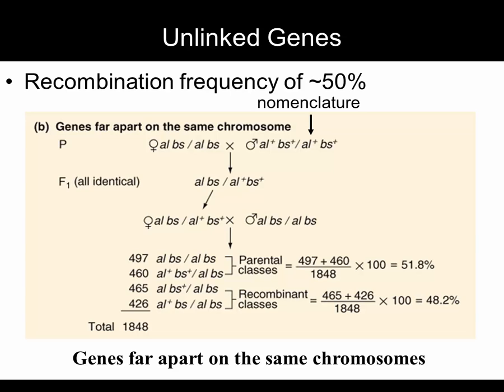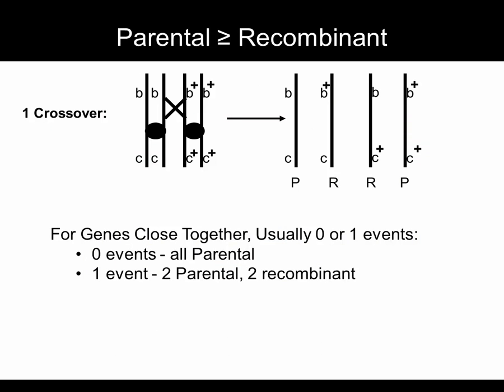Here's an example of 2 genes that are far apart on the single chromosome. As we've said, when genes are far enough apart, there will be a crossover event between them nearly every meiosis. This makes the number of parental and recombinant chromosomes nearly even, which is reflected in the offspring. There is no situation where the number of recombinant offspring should be greater than the number of parental. If there is no crossover event between 2 genes, all 4 gametes will be parental. With one crossover event, there will be 2 parental and 2 recombinant gametes.